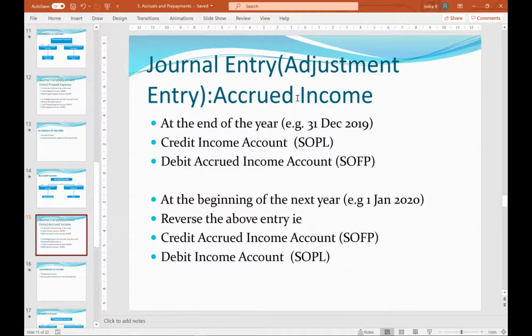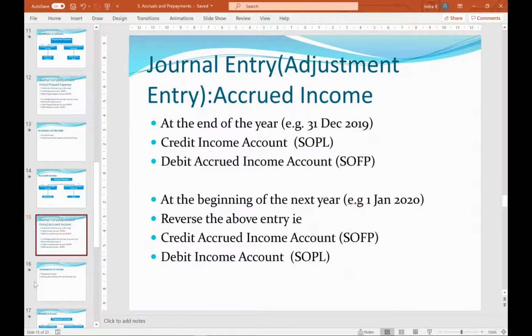So at the end of the year, if we have any accrued income, like interest that had to be received but we didn't receive in our account, then we credit the income account. So we are increasing our income for this financial year, and then debiting this as an asset. Accrued income is an asset, while accrued expense is a liability. Because we have done this entry, in the next year, on the first date, we will just reverse it: debit income, credit accrued income account.